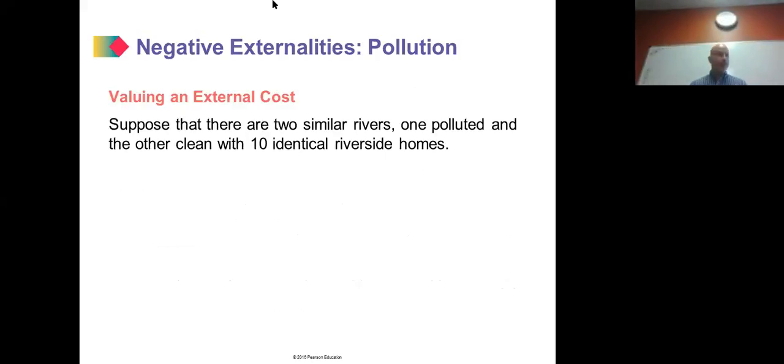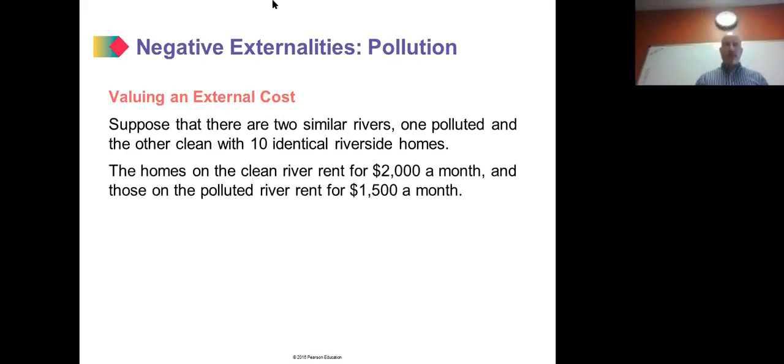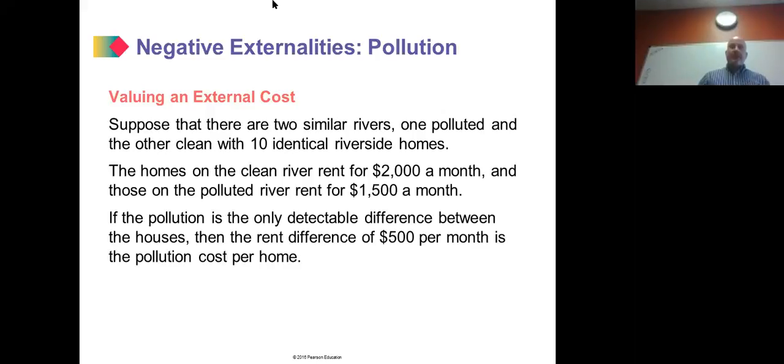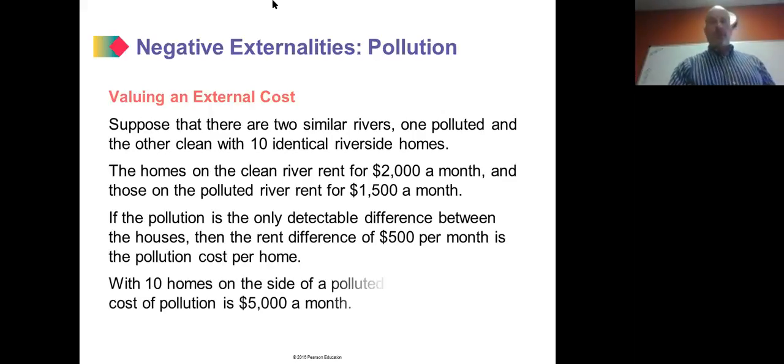So how can we put value on this? All right, so let's look at an example. Suppose there are two similar rivers, one polluted and the other clean, with 10 identical riverside homes. The homes on the clean river rent for $2,000 a month, and those on the polluted river rent for $1,500 a month. If the pollution is the only detectable difference between the houses, then the rent difference of $500 is the pollution cost for each home. And with 10 homes on the side of a polluted river, the external cost of pollution is $5,000 a month, collectively.